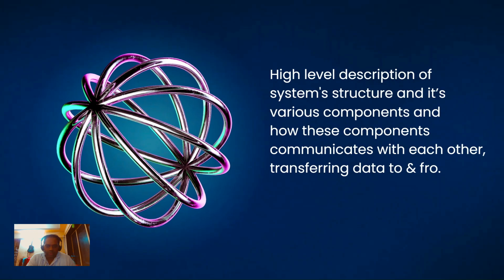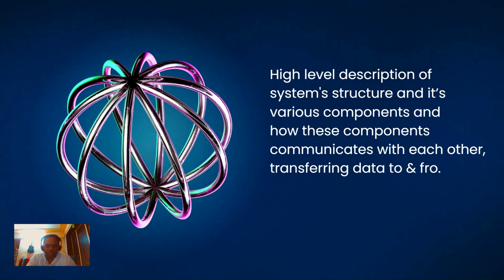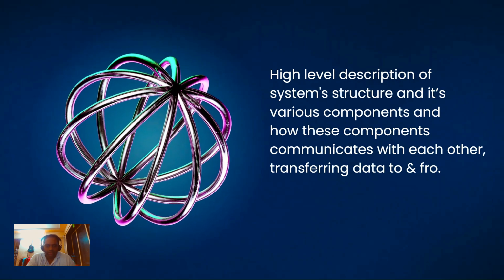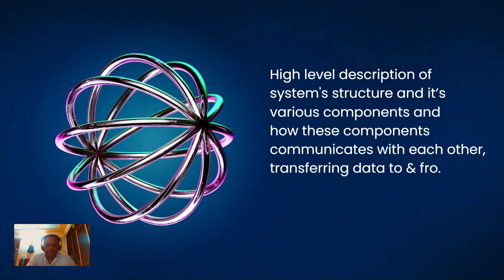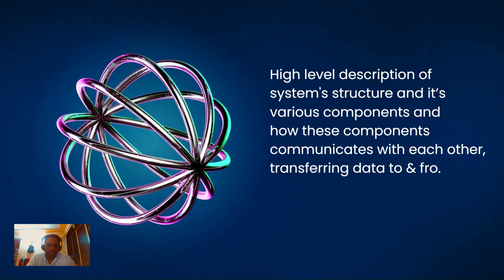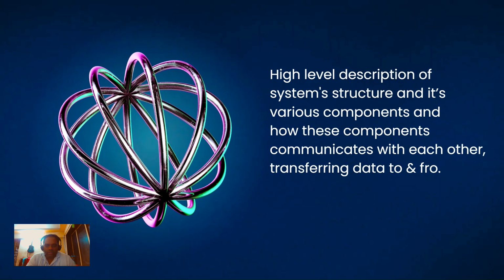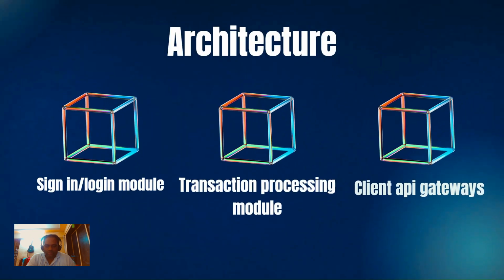Software architecture is crucial because it shapes the system's robustness, flexibility, maintainability, and scalability. You might wonder what the difference is between software architecture and design. The software architecture is the high-level structure of the components of the system. As shown in the slide, there are three components: login module, transaction processing module, and client API gateways, that can be a part of a single large-scale architecture.